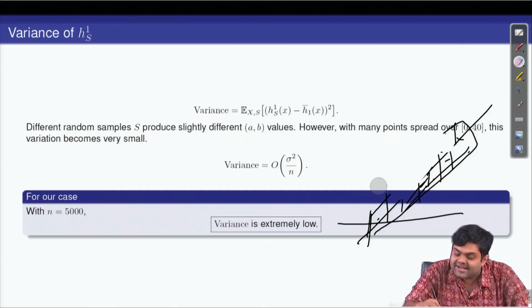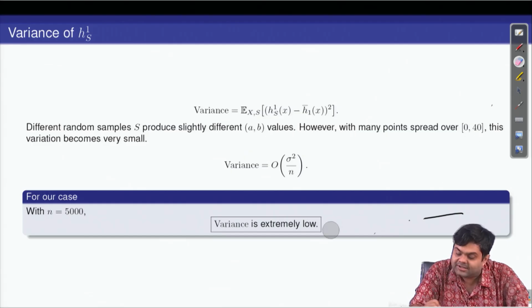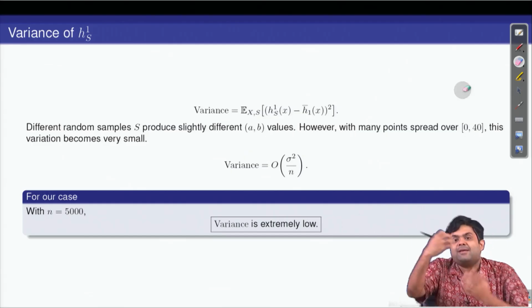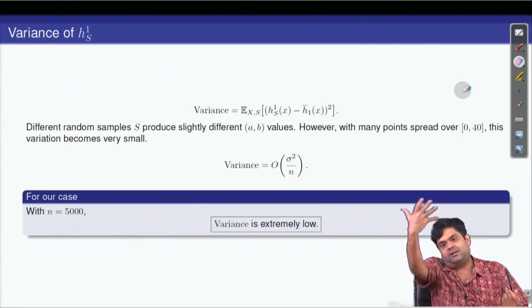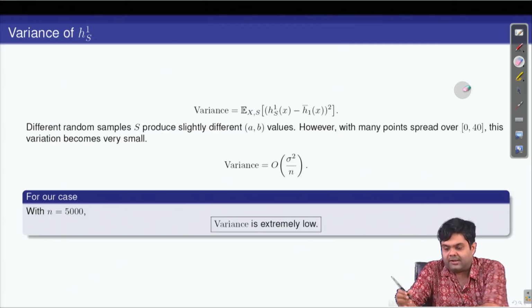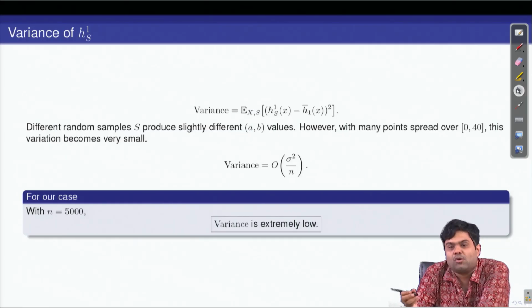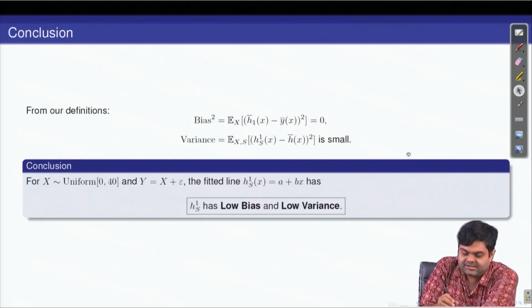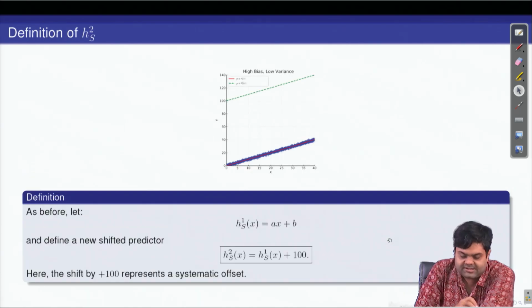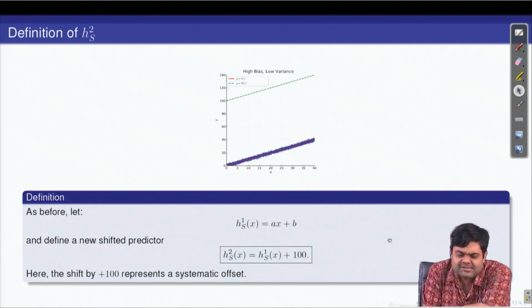So, not only are you guessing the type of the relation correctly, that it is a linear relation, you are also taking a large amount of sample points, a sample of large size. So, this is an example of a low bias low variance model. The next one is a high bias low variance model.